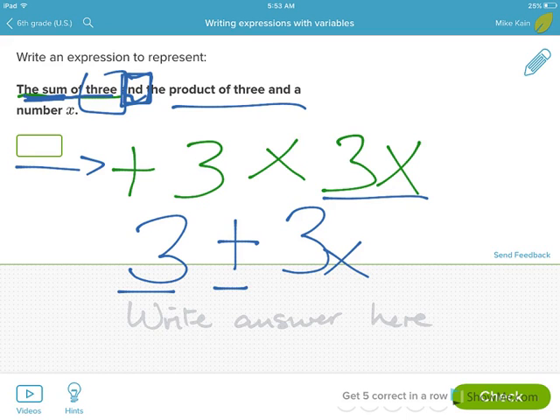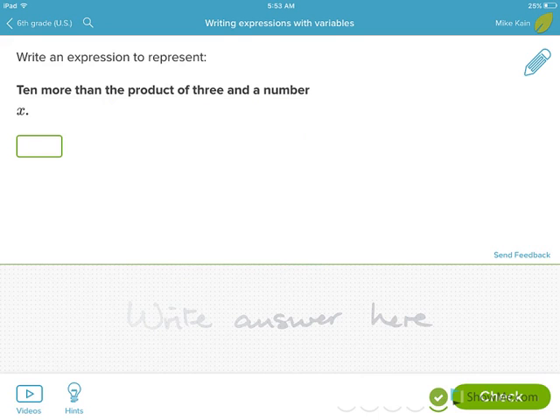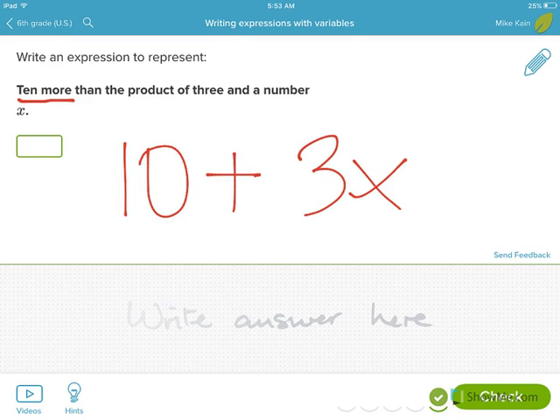That's right. So let's look at another. Oh, let me try. Let's see here. 10 more than the product of 3 and the number x. Ta-da! Well, remember, Dad, don't forget than. What's than? Oh, yes, it's the switch word.